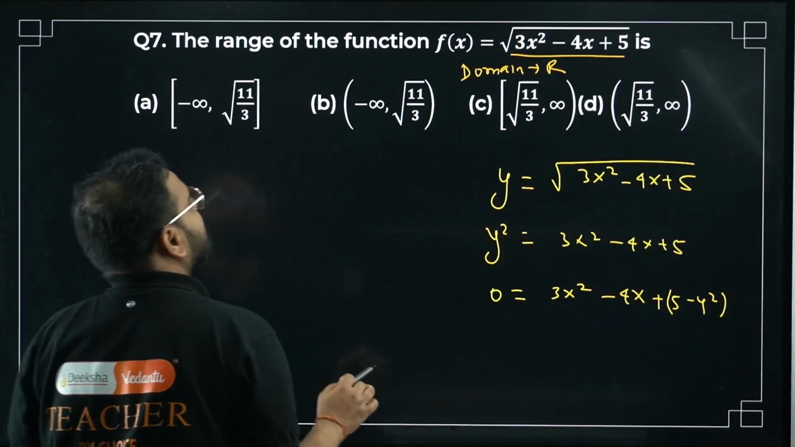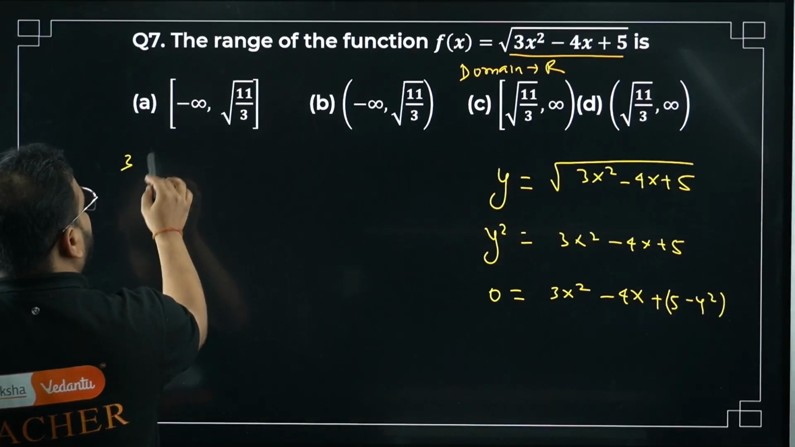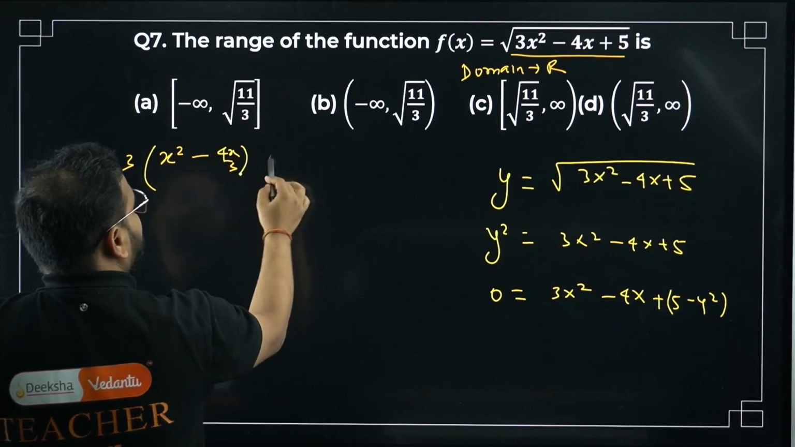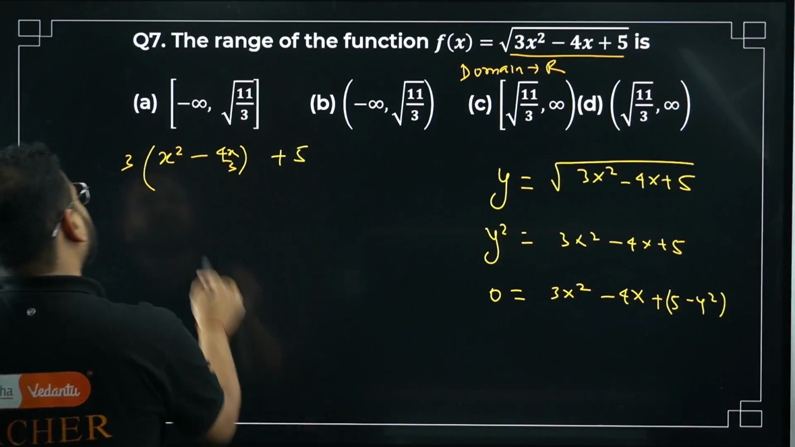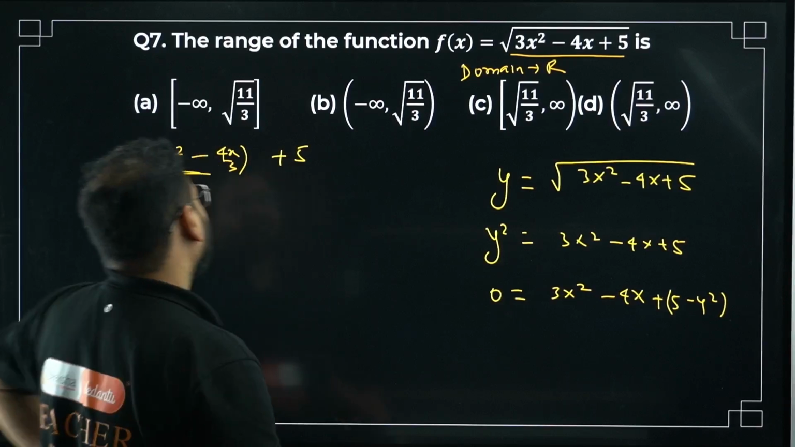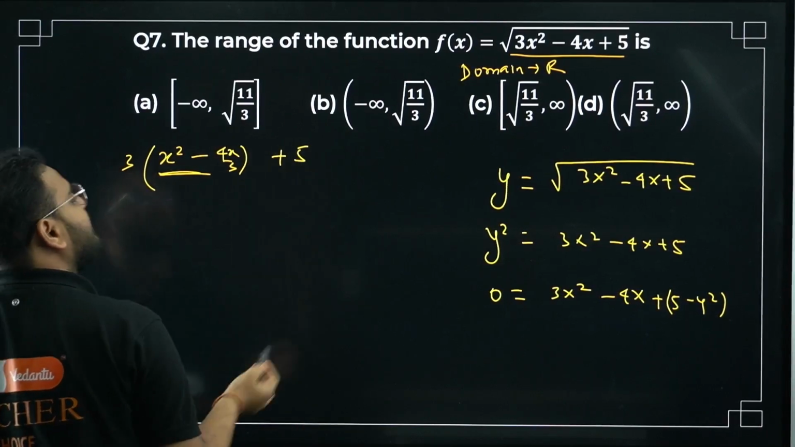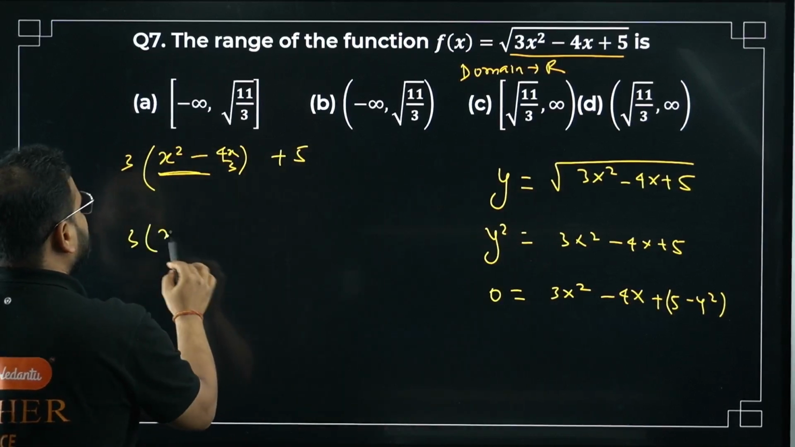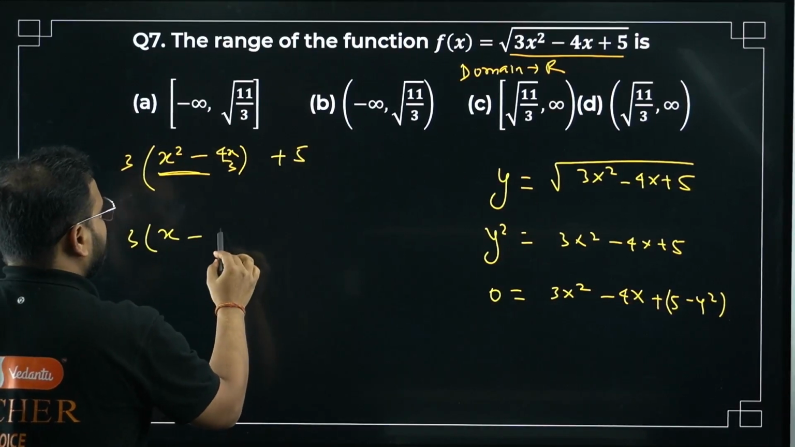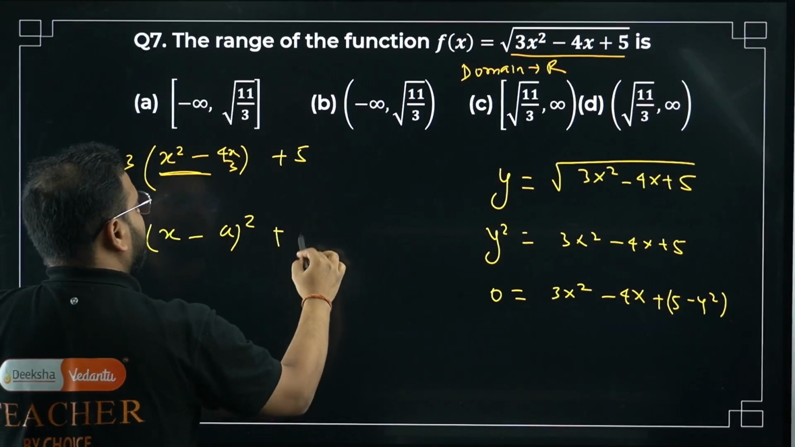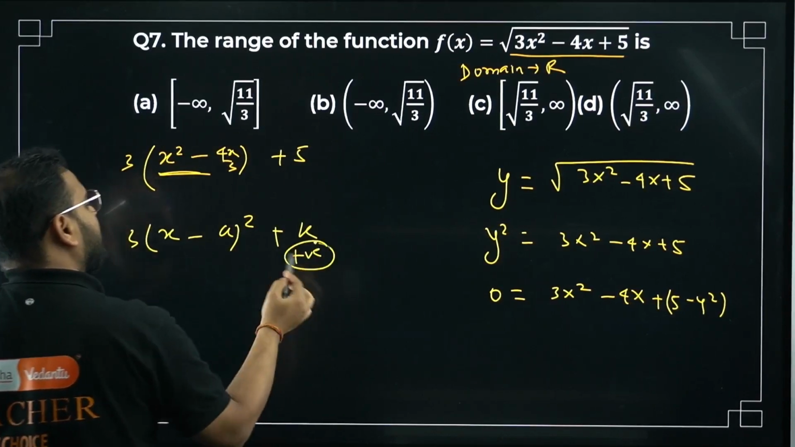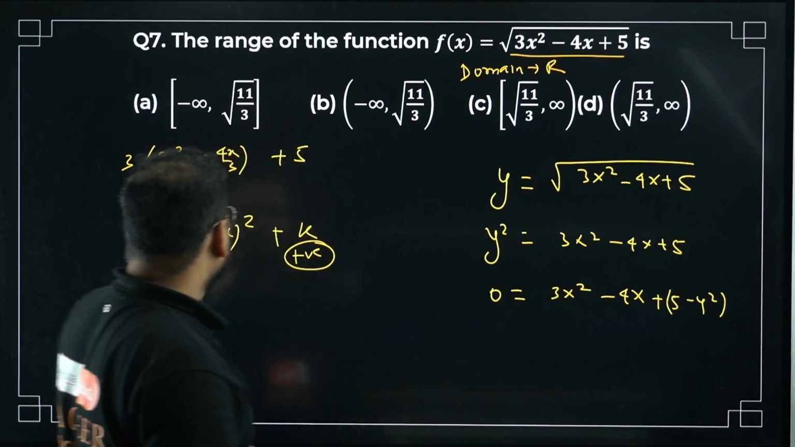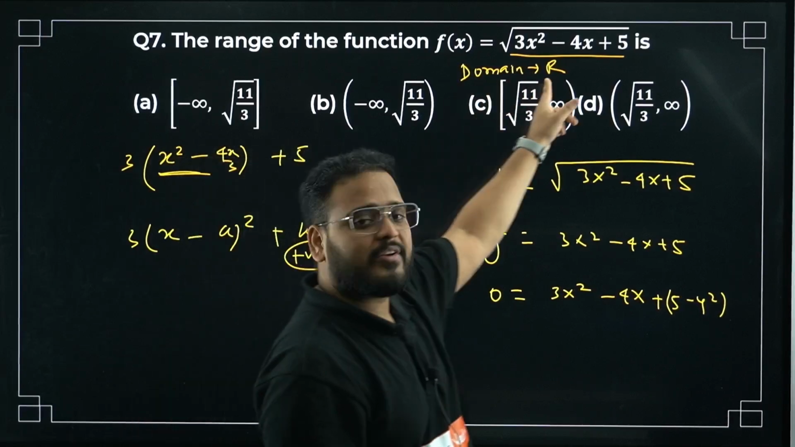What I'm trying to say here is, take 3 common. It will become x square minus 4x by 3, and keep this 5 as it is, and make this a perfect square. What will happen? You will have a whole square over here with a positive sign, means it will be positive for all the values of x. You will have 3 times x minus a, the whole square, plus some number k, which will be a positive number. This is positive and this is also positive, means this whole thing is positive. For any value of x, this thing is positive. Hence, domain will be all real.